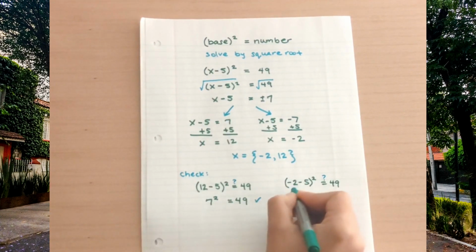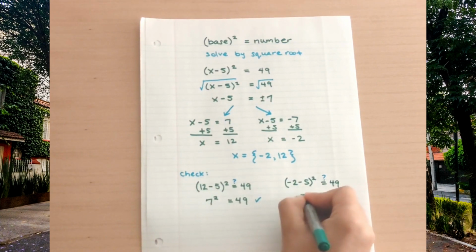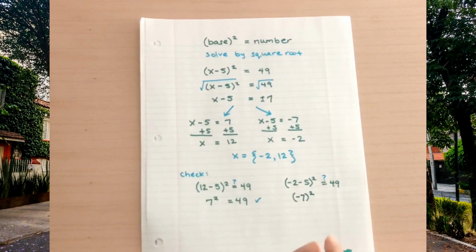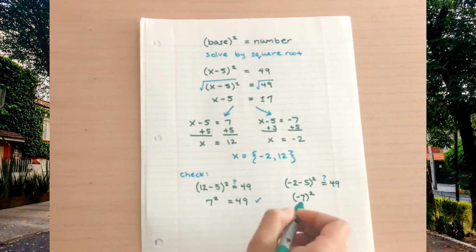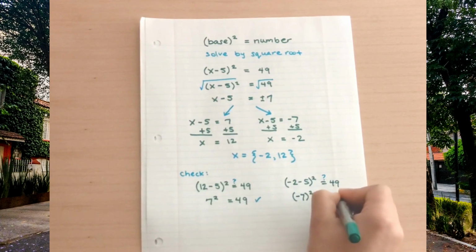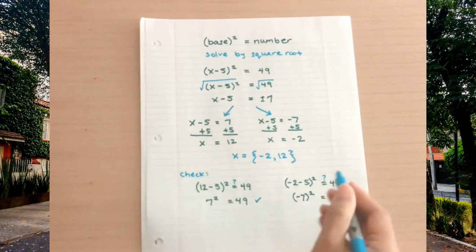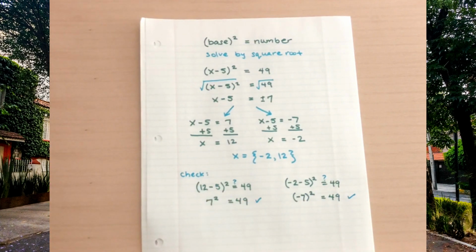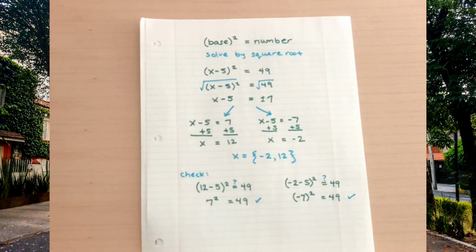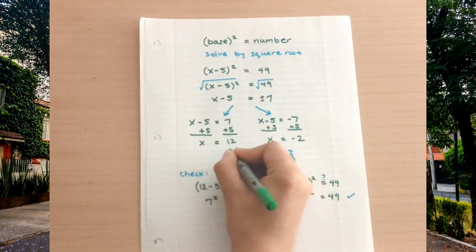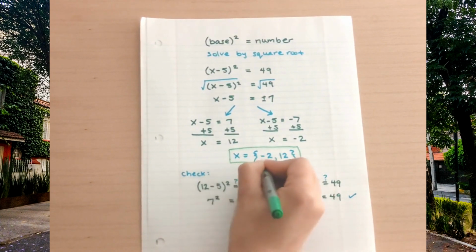Inside the parentheses we have negative 2 minus 5, which is negative 7. And I'm going to put parentheses around that, so I remember to keep the negative with the 7. And I want to see if that equals 49. Well, negative 7 times negative 7 does equal a positive 49. So the negative 2 works as a solution for x. So our negative 2 and 12 both are solutions for x. So we know that this is our final answer.